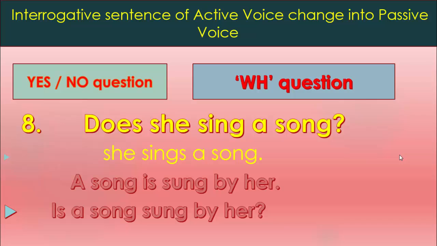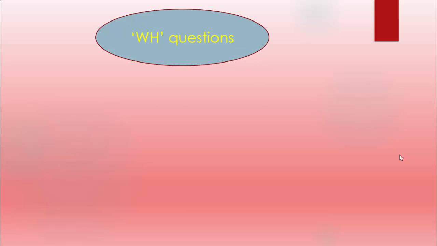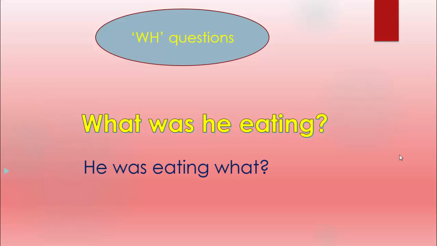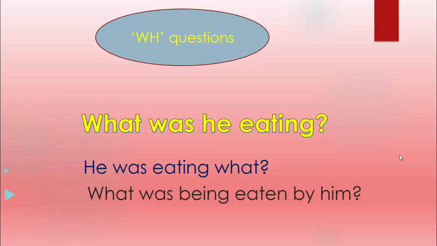So, now let us see an example of WH question. Here is an example. What was he eating? I make it into a simple sentence. He was eating what? Then we get an answer. That is, what was being eaten by him?